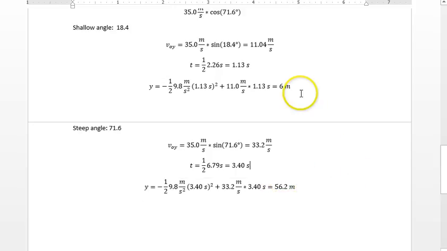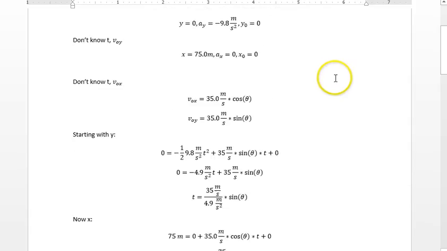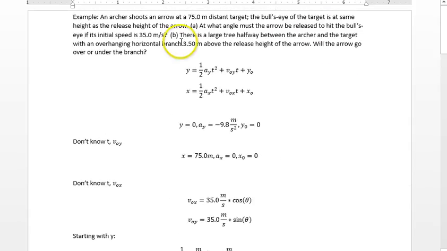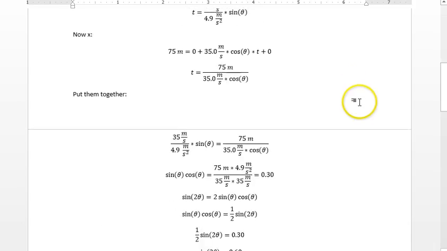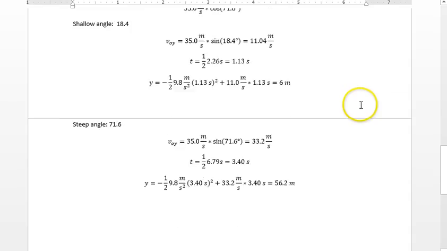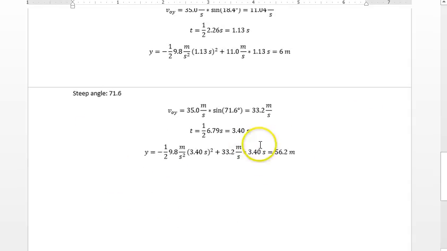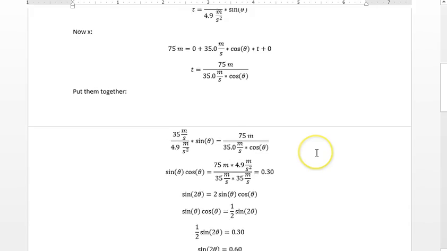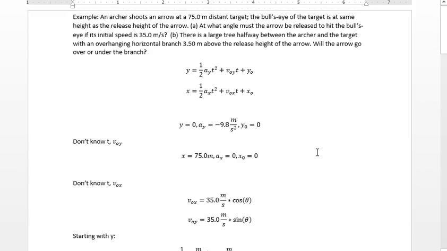Okay, so in one instance it goes over the branch because the branch is only 3.5 meters above the height of the arrow when the arrow is launched. And in the other case, in the steep angle, it goes up 56.2 meters. It probably goes over the whole tree. All right, I know this is a long problem. It had a lot of different pieces in it. Hopefully this example helps. I'll talk to you later.